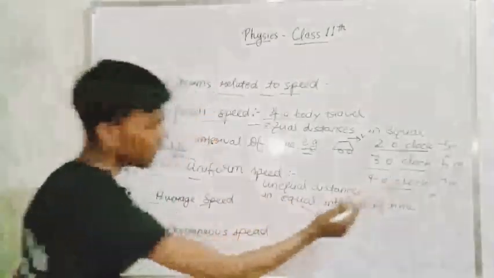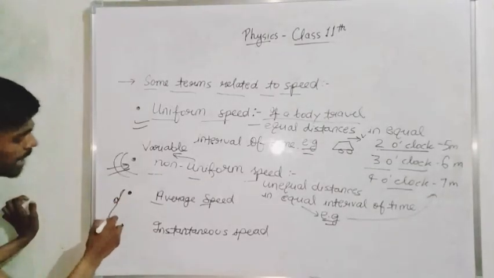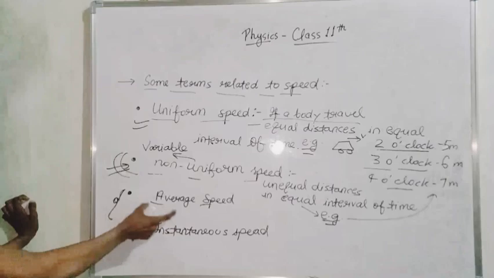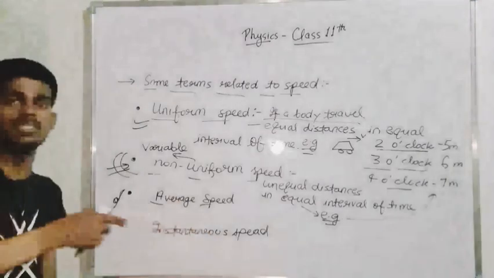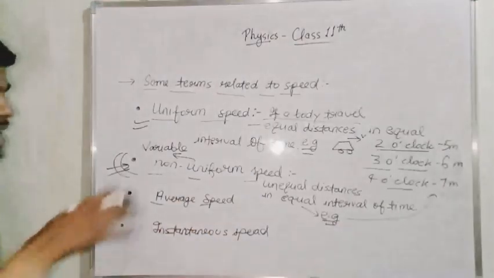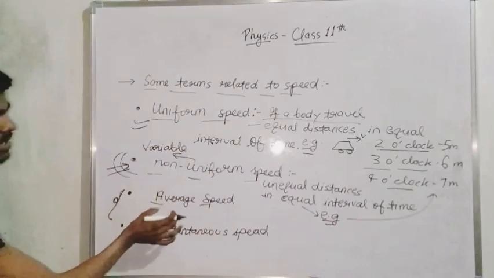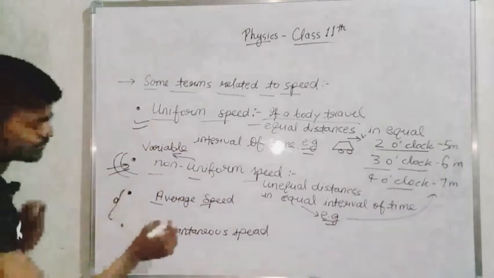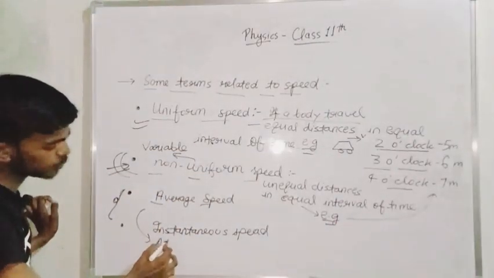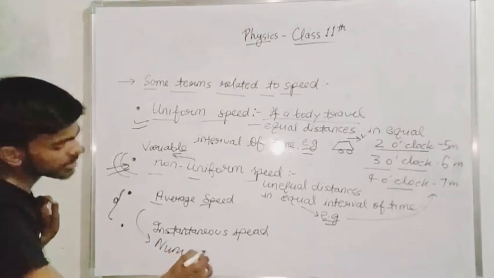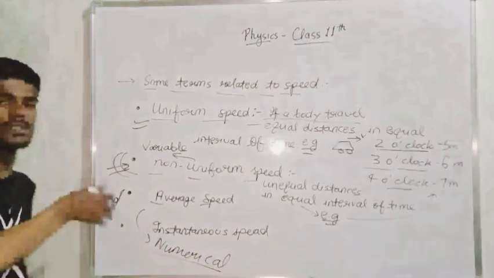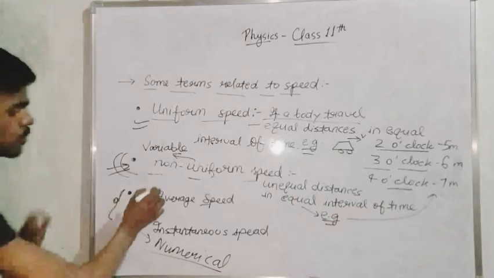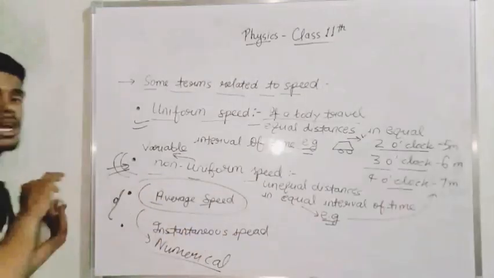Now always remember that these last two terms, average speed and instantaneous speed, are related to the numerical formula, and they are defined on the basis of the numerical formula. So sometimes we also come across the average speed.